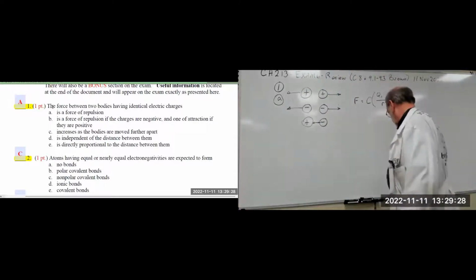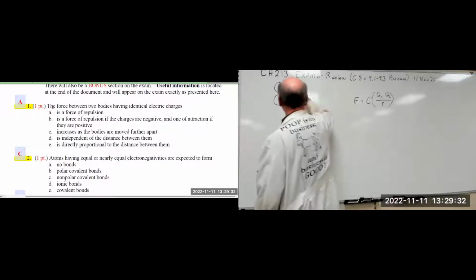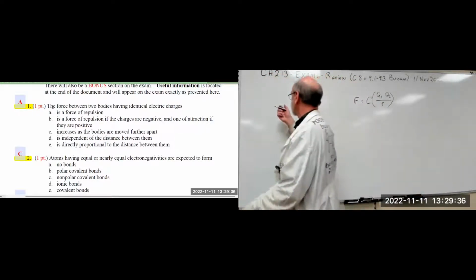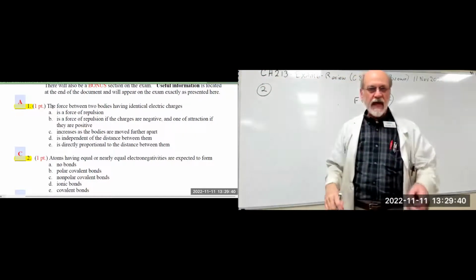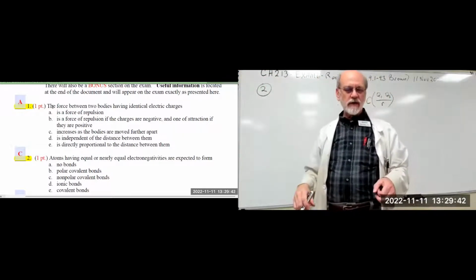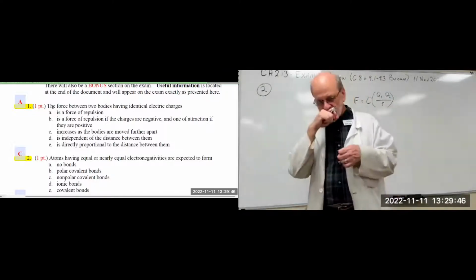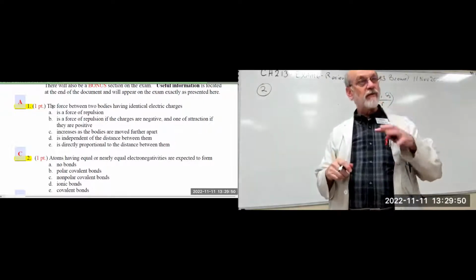Okay, number two. I'm gonna leave that there just in case, or if it gets in the way, then I'll have to erase it. Atoms having equal or nearly equal electronegativities are expected to form what? Well, if you look at the answers, we're looking at a certain type of bond.